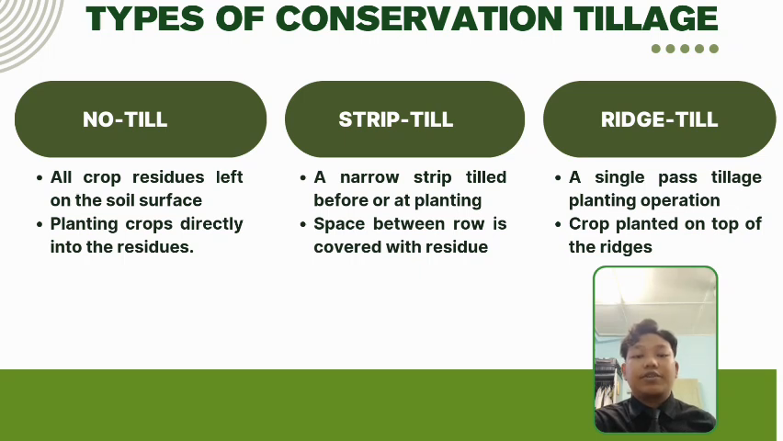The last one is ridge till. It's a single-pass tillage and planting operation. Crops are planted on the top of the ridge after removing residue left between the ridges, while the furrow between them helps collect water and reduce runoff. This system is especially beneficial in wet conditions or areas prone to waterlogging, as the raised bed improves drainage.